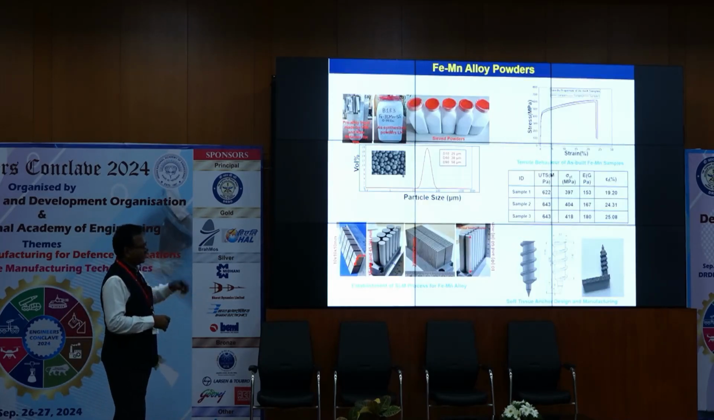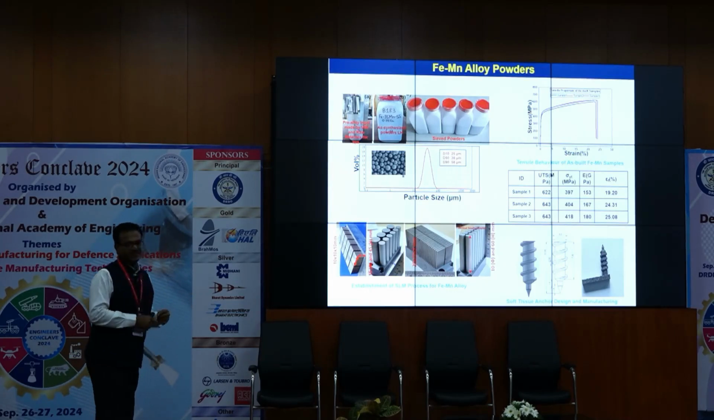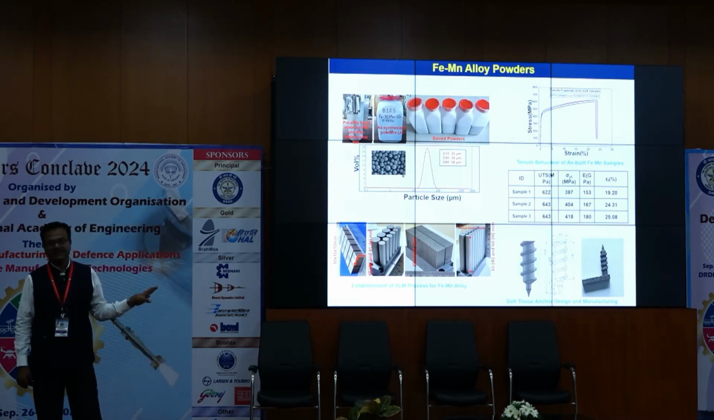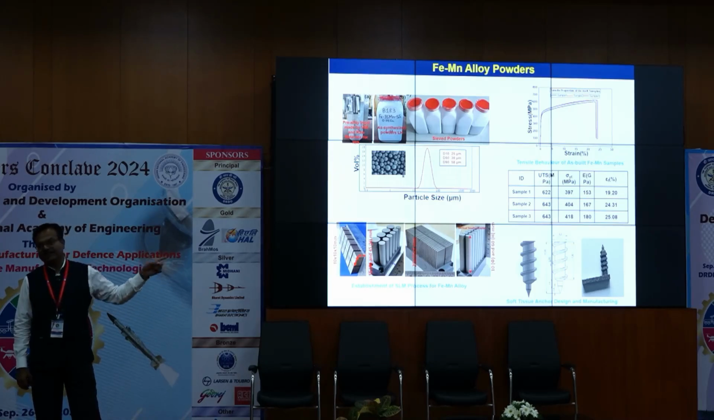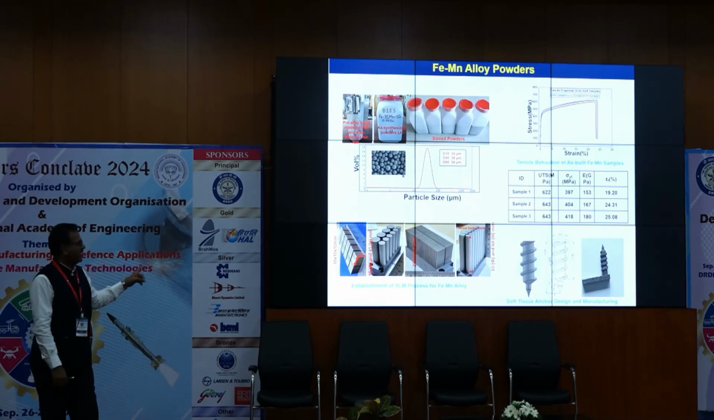Then we also made iron manganese. So this is another difficult system. You have around 35% manganese, and maintaining that 35% ratio is hard because manganese evaporates very fast. Maintaining that kind of concentration, both for the powder making and for the additive manufacturing, is a big challenge. And we have overcome all those things.